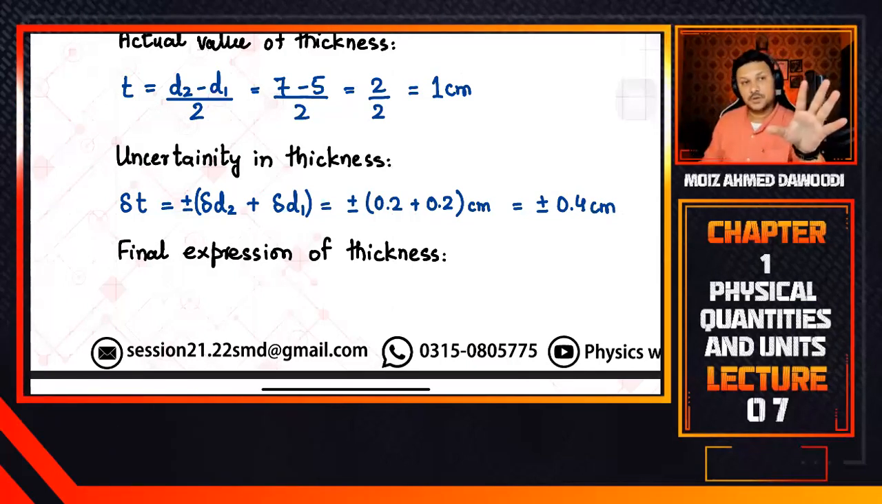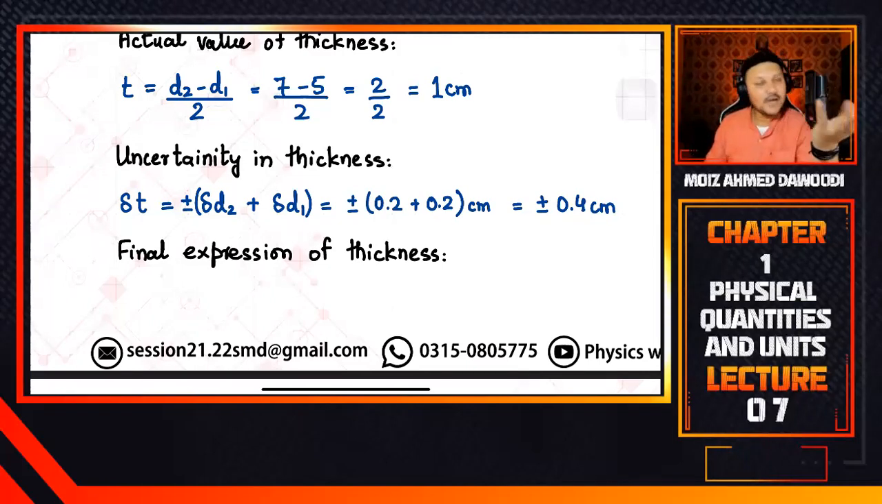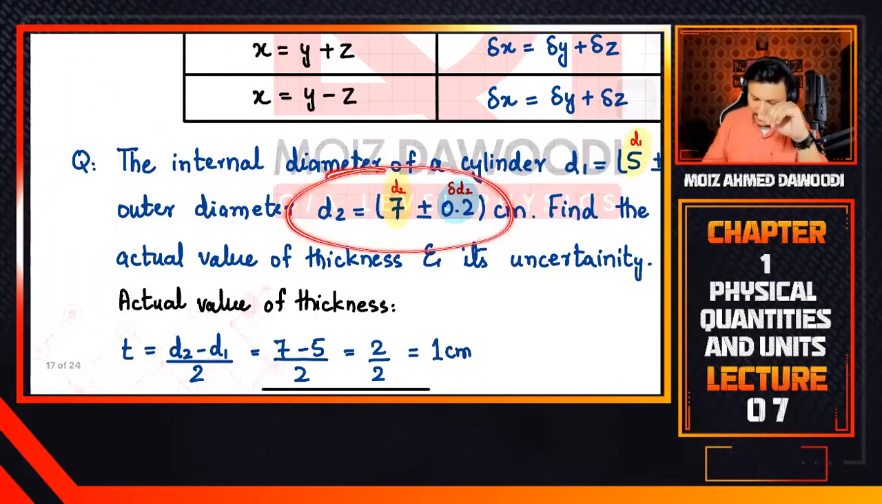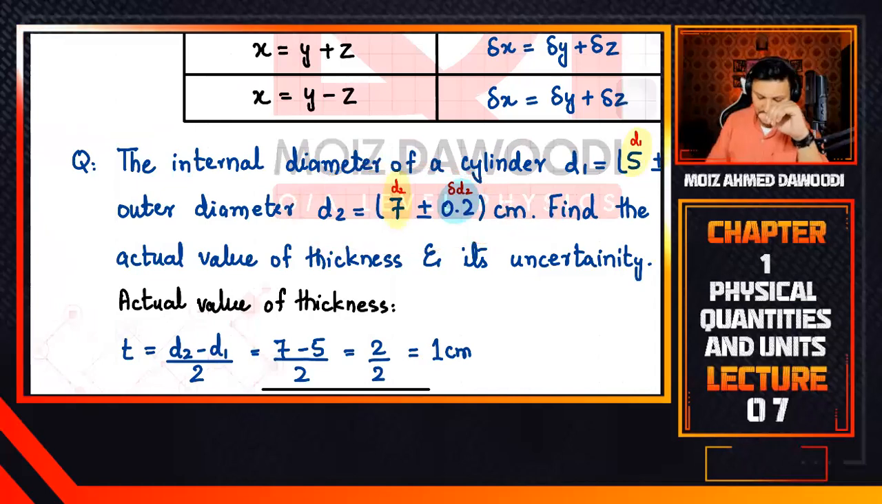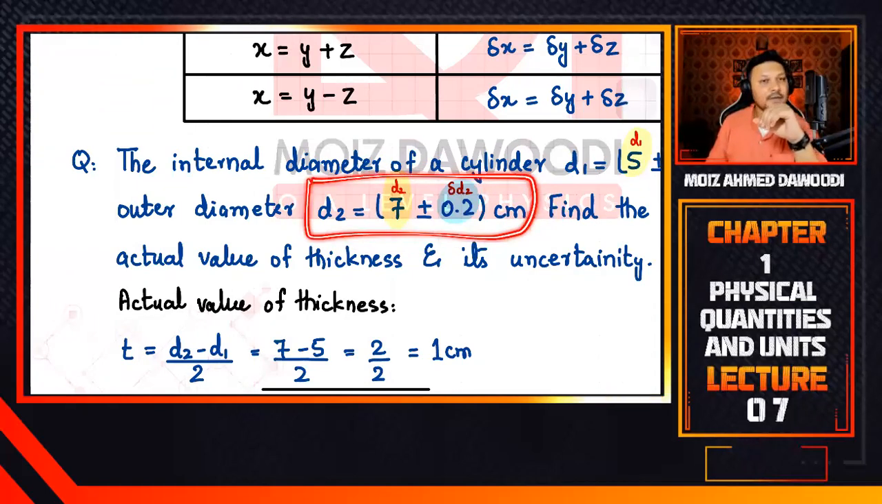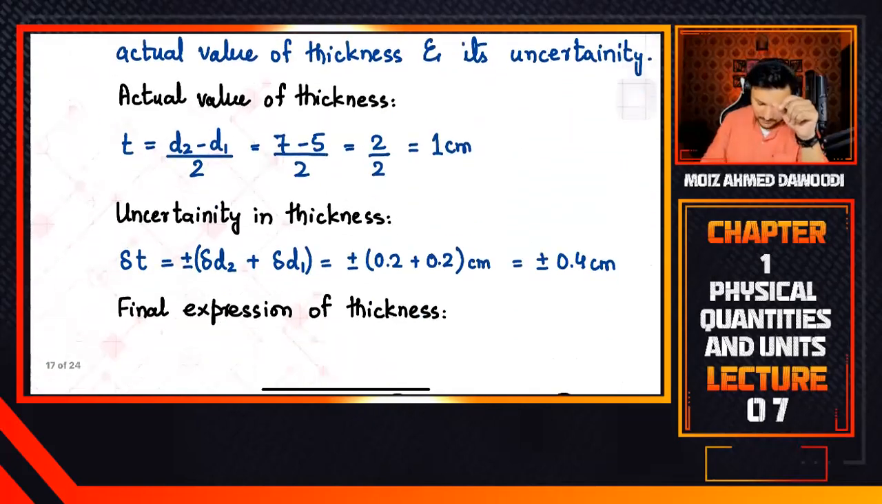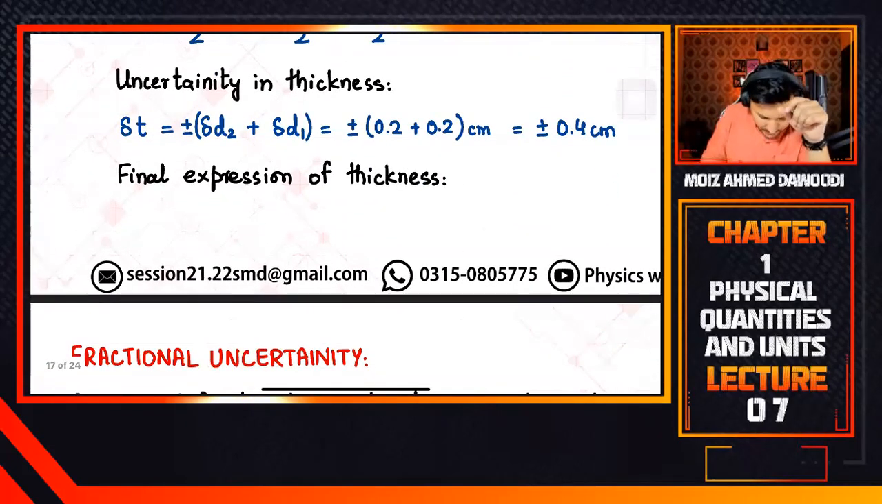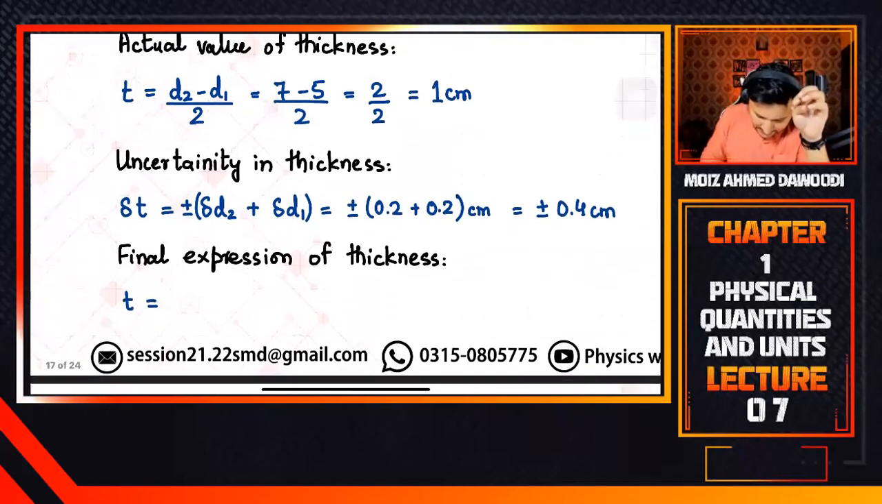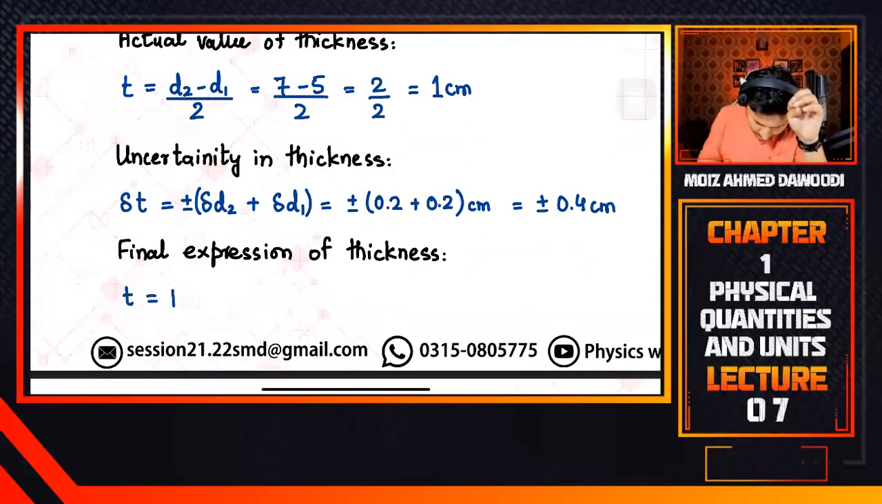Now, the examiner wants or expects us to write down the final equation. How do we write down the final equation? We write it just as he gave the values. हमें इसी फैशन में अपनी फाइनल इक्वेशन को लिखना है. कैसे? ऐसे. Final equation will be t equals to, what about the actual value? 11 plus minus 0.4 सेंटीमीटर.